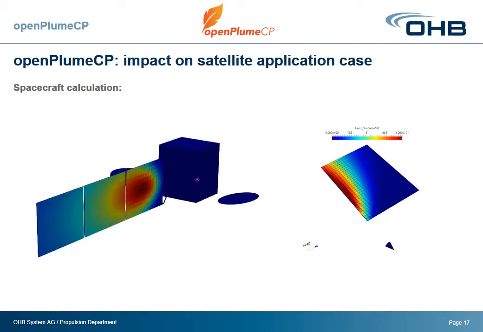You see an example here with a spacecraft calculation. You have a thruster, you have a solar panel, and you have the calculation there in terms of heat fluxes or also density distribution. This is quite good, as I said, and gives us the results quite quickly to discuss with the different projects.